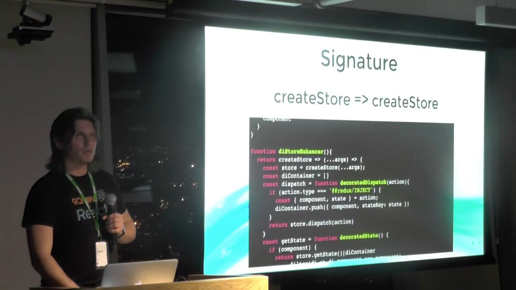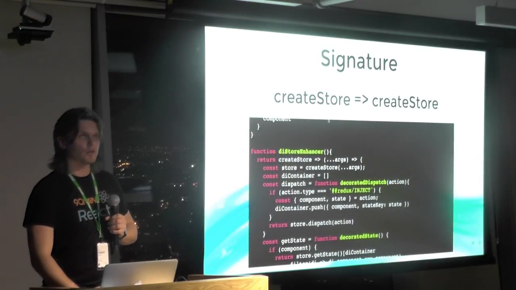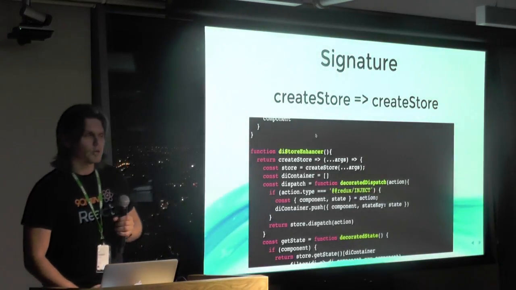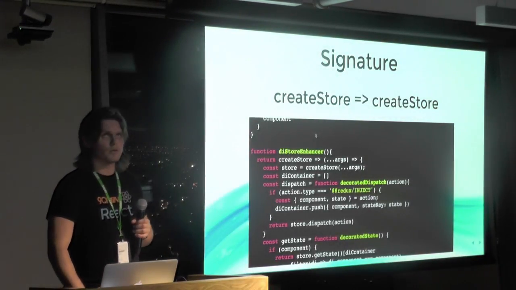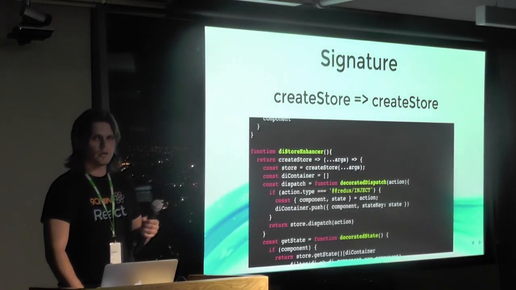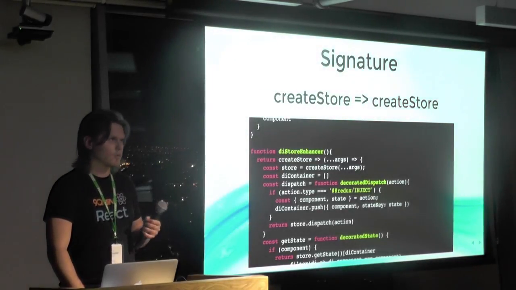The store enhancer signature, as we've seen a signature before with the middleware, right? Store enhancer also has its own signature. Basically, it gets as a parameter createStore and returns createStore.